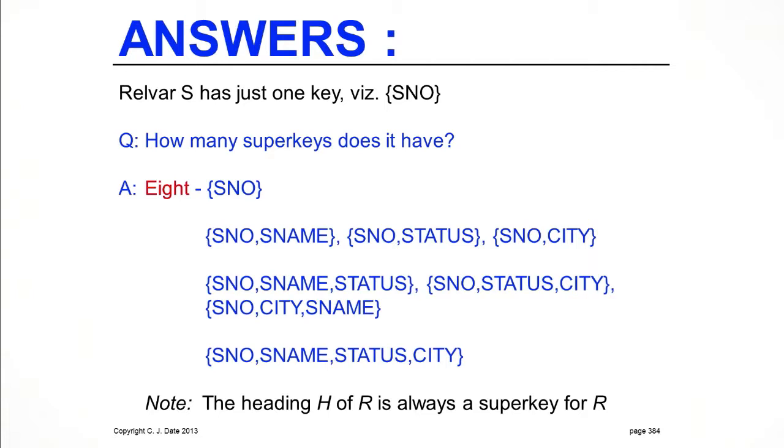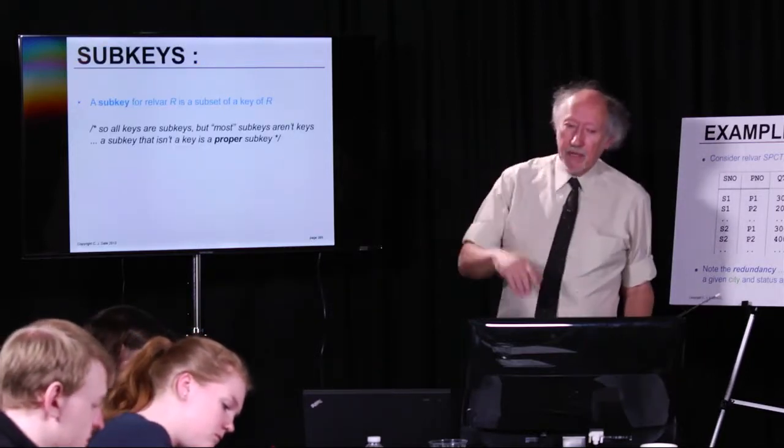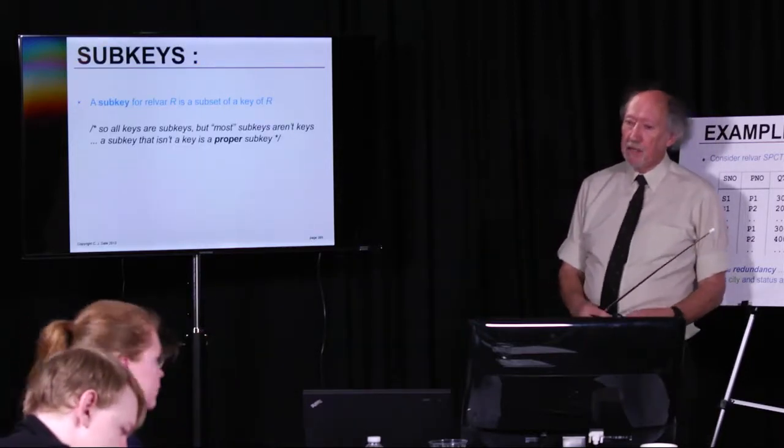Clearly, supply number by itself, the key, is also a superkey. Then you can combine supply number and name, or supply number and status, supply number and city, they're all superkeys. Or you can combine supply number and two of the other attributes, name and status, or status and city, and name. And then the entire heading is clearly a superkey. As a matter of fact, the heading is always a superkey, always. So that's what a superkey is. It's, loosely speaking, a superset of a key.